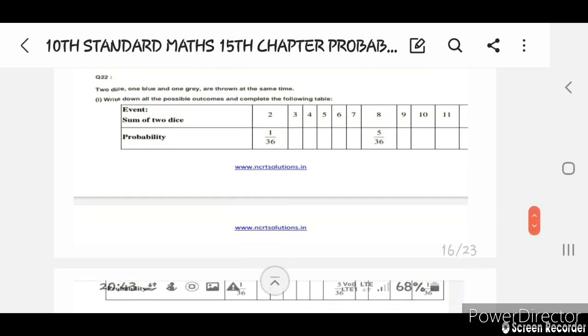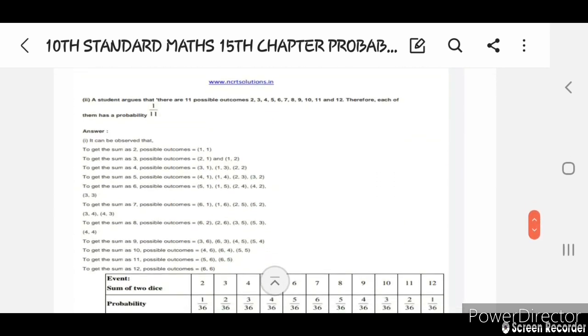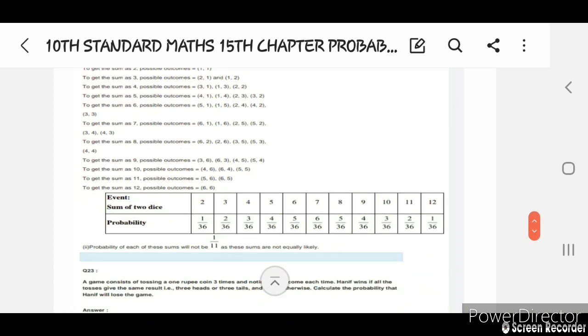Next, a student argues that there are 11 possible outcomes: 2, 3, 4, 5, 6, 7, 8, 9, 10, 11, 12. Therefore, each of them has a probability of 1 by 11. Now see how this will happen. The total is 36 outcomes, because here they have asked for two dice. Add numbers till 6 and again go down from that 6. See, like this.